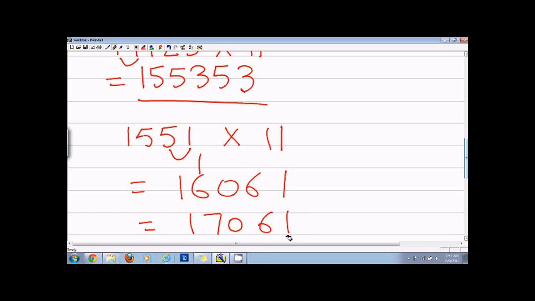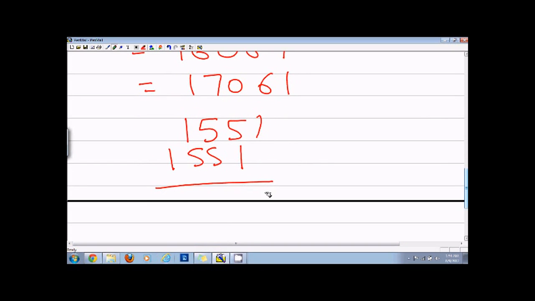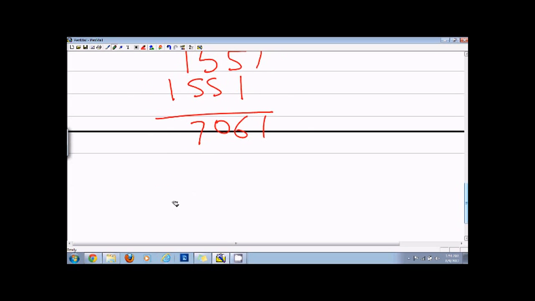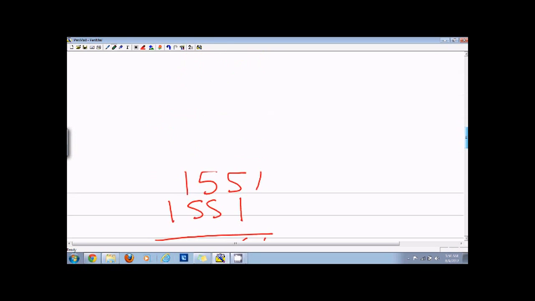Let's try to do it again. So we say 1551 and then 1551. If I add them together, that will be equal to 1, 6, 10, 1, carry on, so it will be 17061. So see, the answer is the same. If you take the carry on, it becomes a little trickier, but still you can use the same approach.